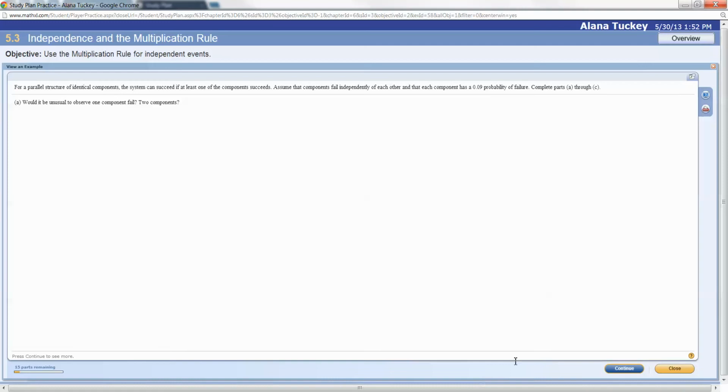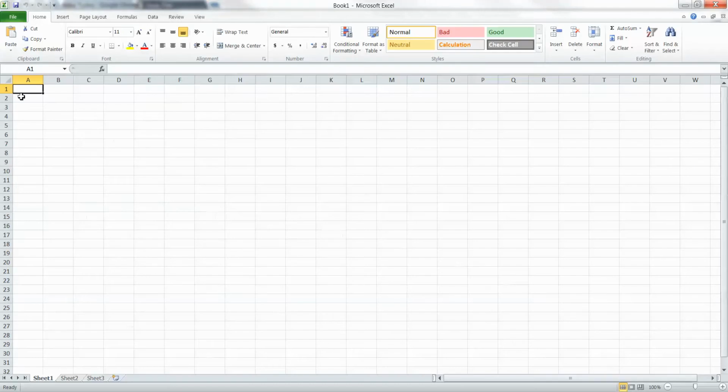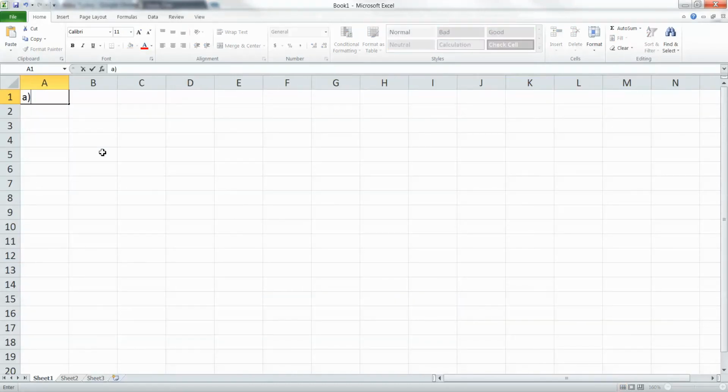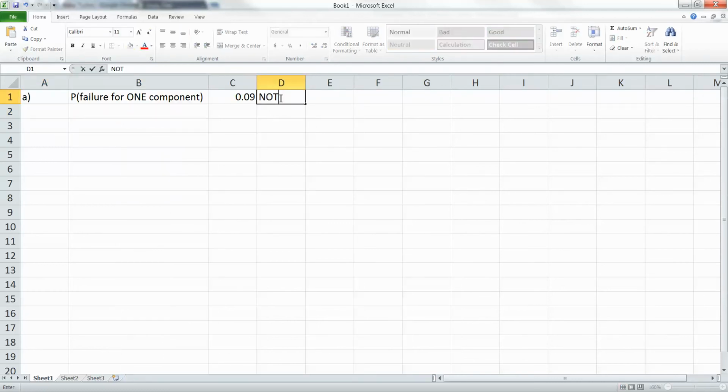As a matter of fact, I'll put this in Excel just so you can see. A, the probability of failure for one component is equal to 0.09, and this is not unusual, because it is more than 0.05. Okay, next, what about two components? I think that's part B.